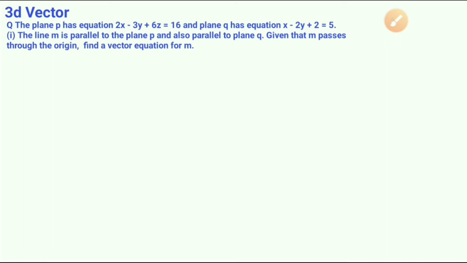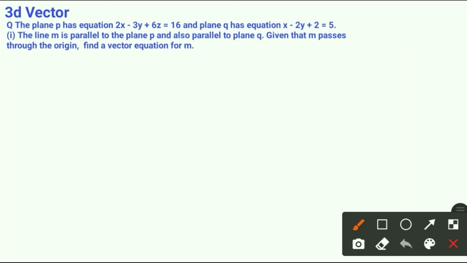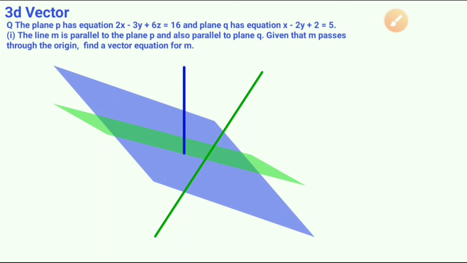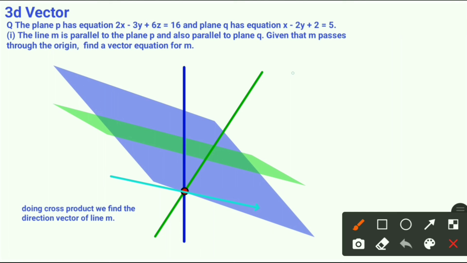The plane P has equation 2x minus 3y plus cz is equal to 16, and plane Q is this. The line M is parallel to the plane P and also parallel to Q. Given that M passes through the origin, find the vector equation for M. This is the plane, this is another plane, parallel to the line M. We will use a cross product, and let's suppose I'm using it. (2, -3, 6) multiplied by (1, -2, 2).